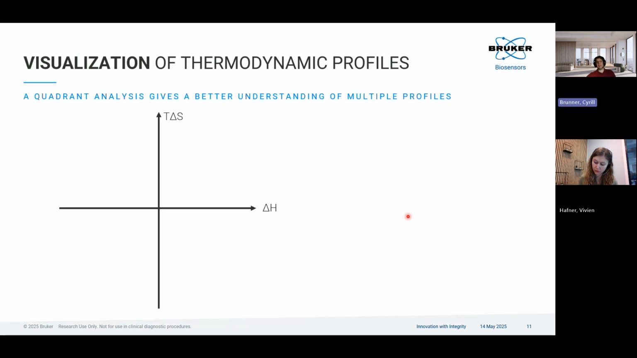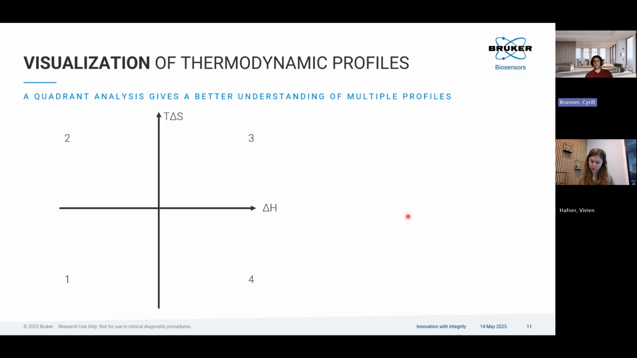Since our instruments are designed to give as much information as somehow possible, it can be sometimes a bit overwhelming to deal with all that data. So you need to come up with a bit of a different visualization. The easiest way to look at such data is actually a quadrant analysis. So we have an XY scatter plot, basically, with delta H on the x-axis and T delta S, so the entropy times temperature, in order to give a bit more equal scales, on the y-axis.